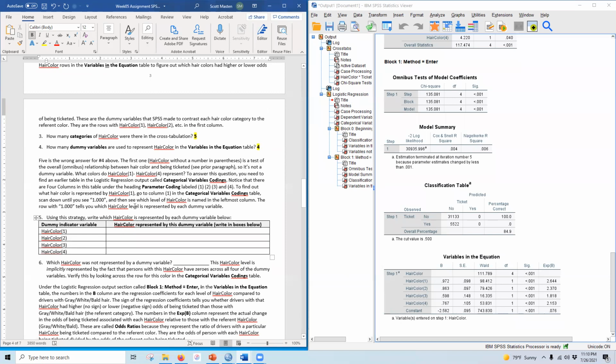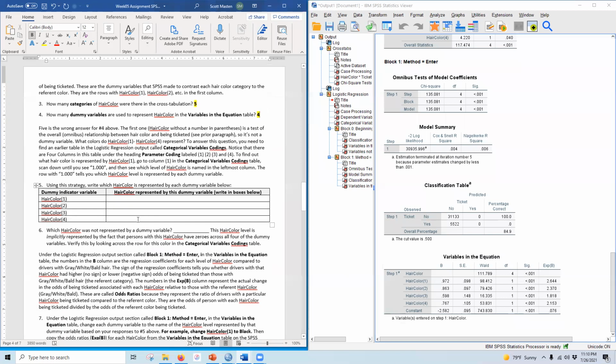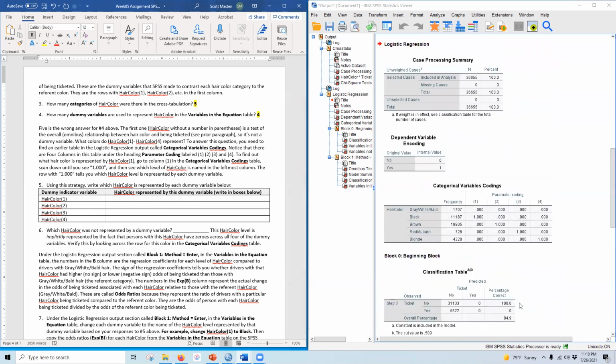And then you're supposed to fill in which category is represented by each dummy variable. That is dummy variable 1, 2, 3, or 4. I just want you to write what color. So I'm trying to get you using this table up here called categorical variables codings. That's literally what it's called.